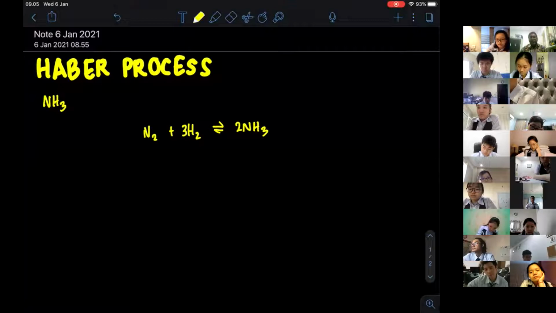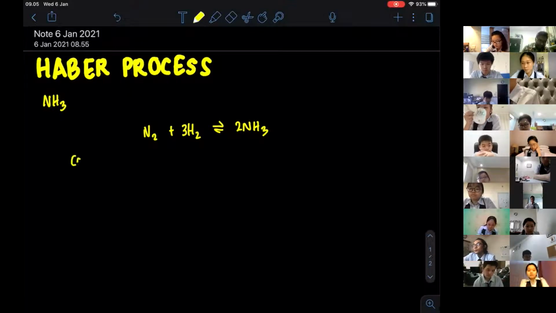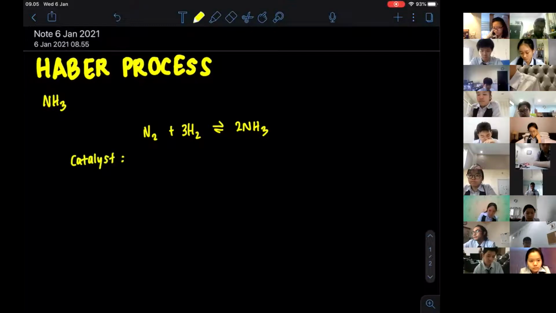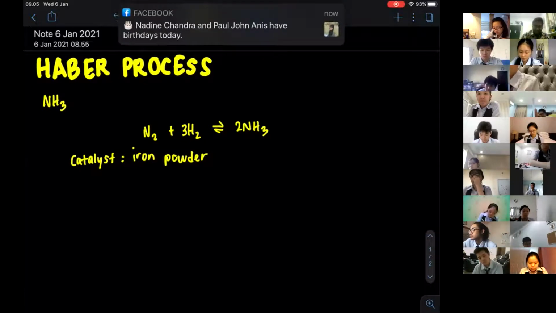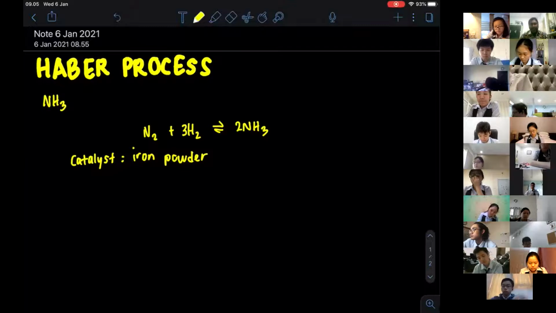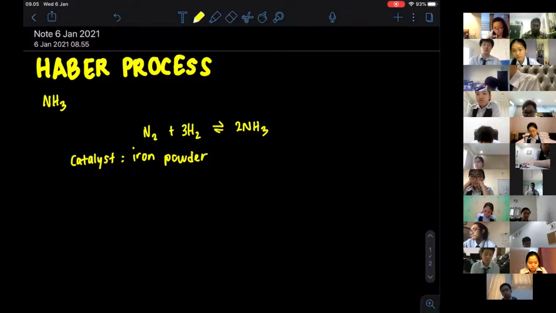So we need to know what are the things about this Haber process. Obviously, we need to know about the catalyst that is being used. The catalyst used for the Haber process is iron powder, an iron catalyst. One of the important things we need to remember for the Haber process and the contact process is the conditions. The conditions cover the catalyst, and also the temperature and pressure. Therefore, you need to memorize this.